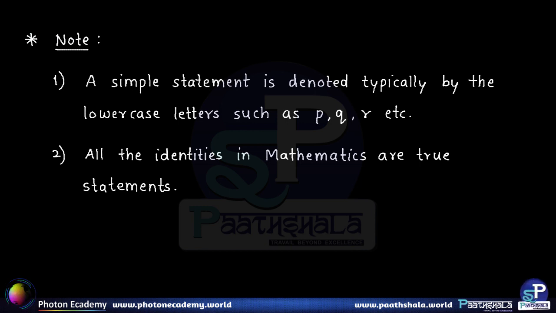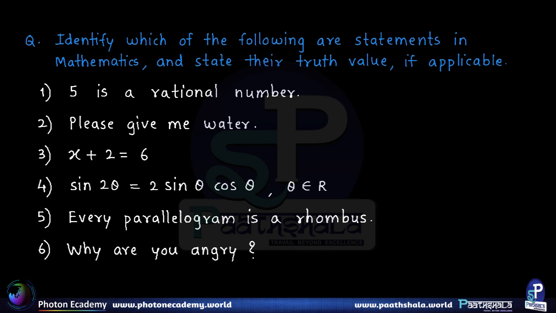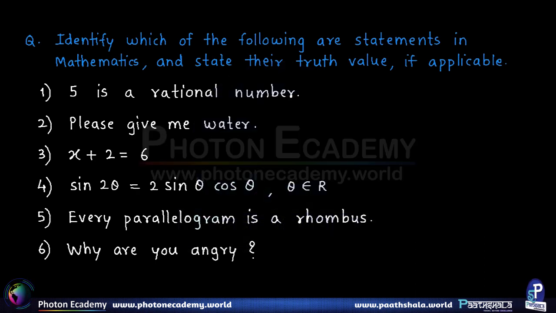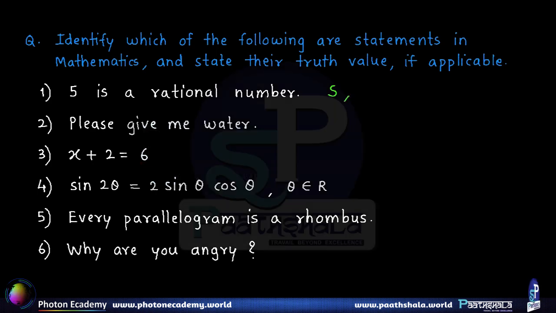Let's go ahead and solve a simple question based on this. Identify which of the following are statements in mathematics and state their truth value if applicable. So if the sentence is a statement, then we also have to state whether it is true or false. First one is: 5 is a rational number. Now we know that this is a statement because it is telling something, and it is true because 5 is really a rational number.